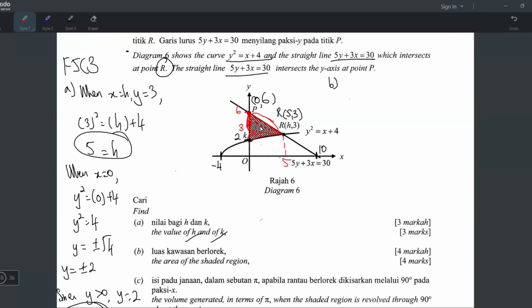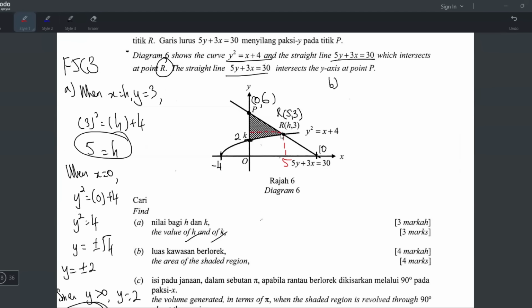Yeah, you have to integrate this and this separately because this region is between straight line and y-axis, and then the region below here is between curve and y-axis. That's why you have to integrate separately. Okay, both methods work. Both methods will give you the same answer. So I'll just choose the y-axis lah. Whatever. Okay, so let's use the y-axis to integrate.